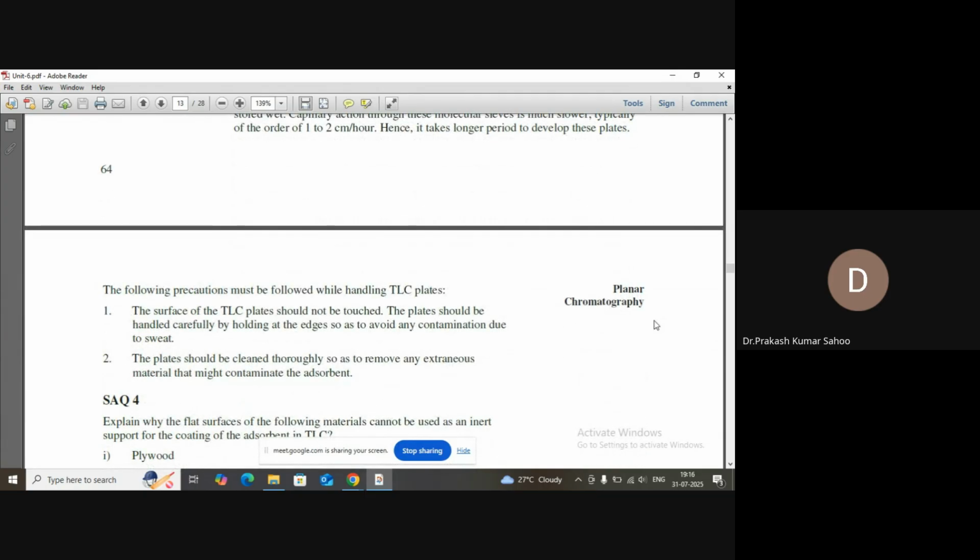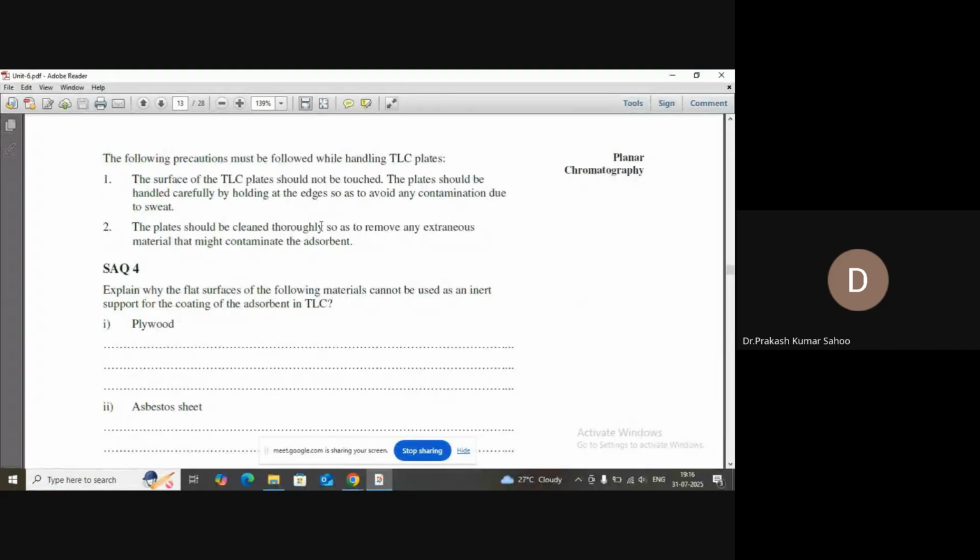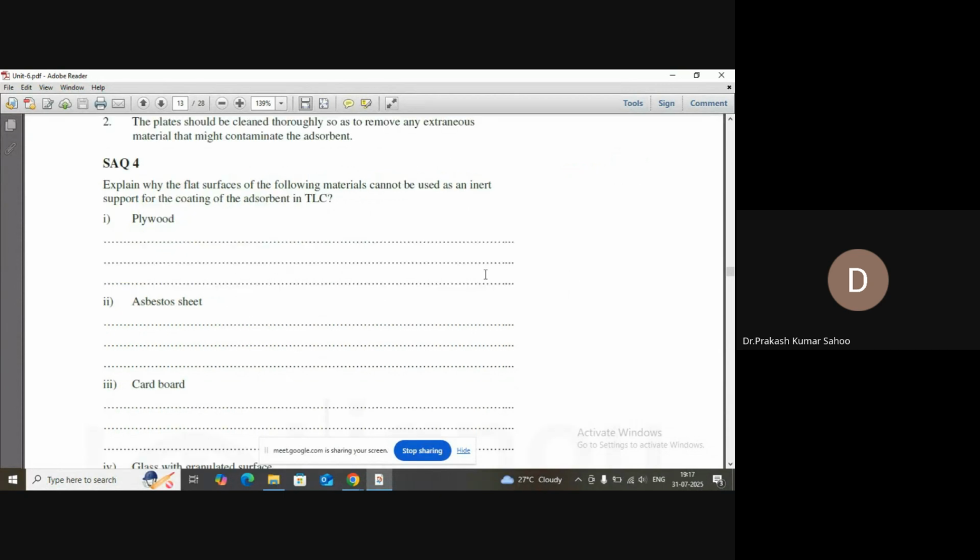So there are precautions that must be followed while handling the PLC plate. The surface of the plate should not be touched. The plate should be handled carefully by holding it at the edge, so as to avoid contamination due to sweat. The plate should be cleaned thoroughly to remove any extraneous material that might contaminate the adsorbent. So these are some precautionary steps for the preparation of the plate.